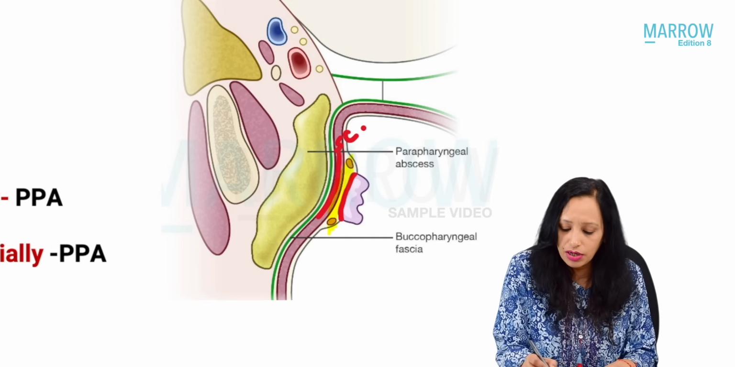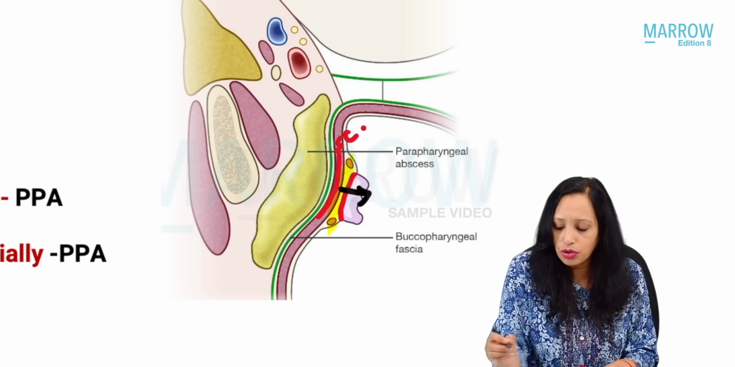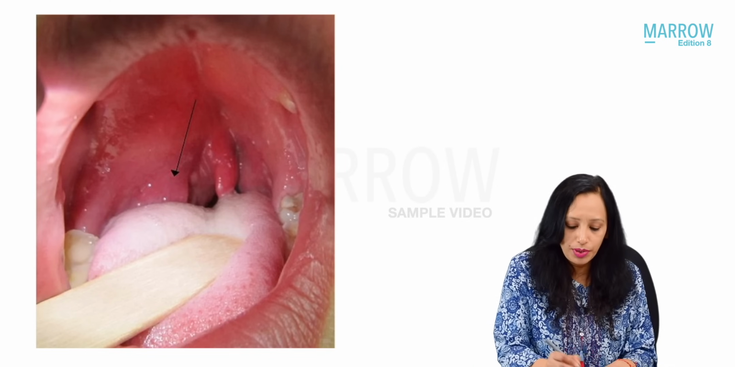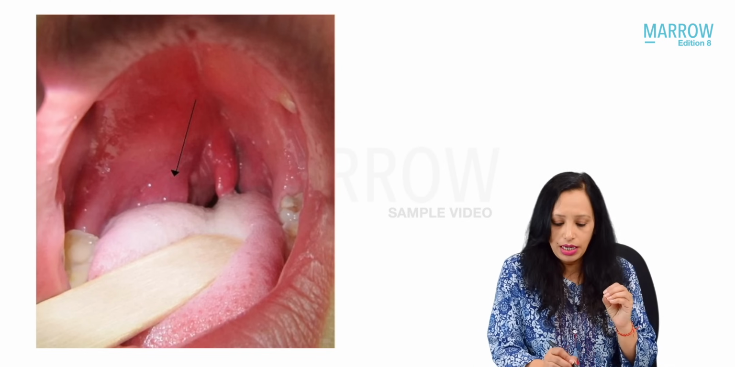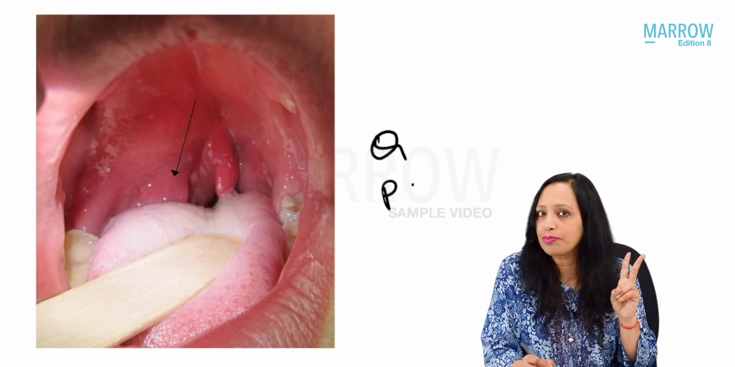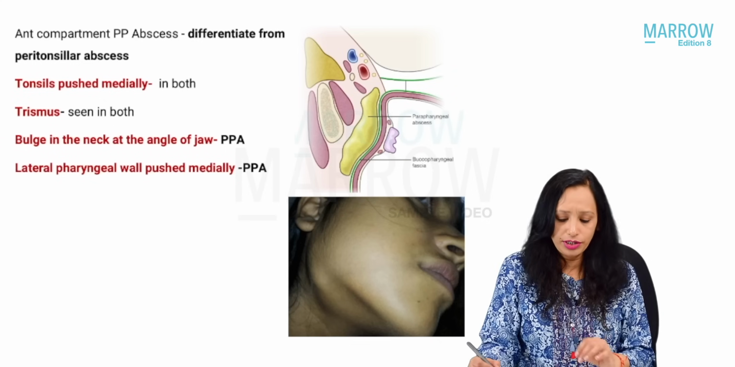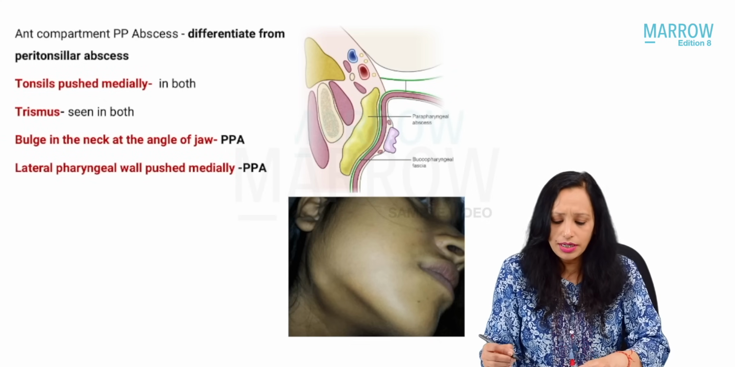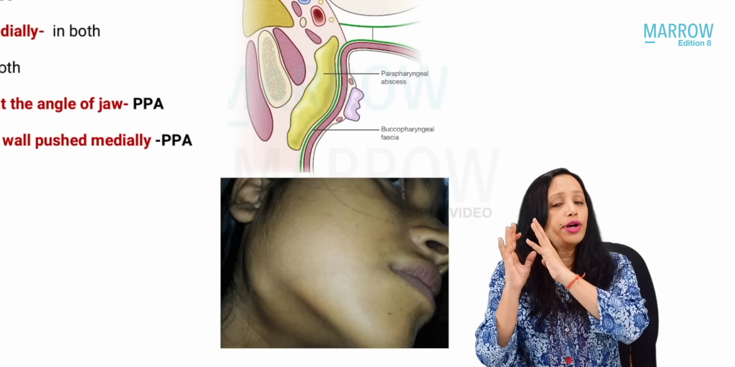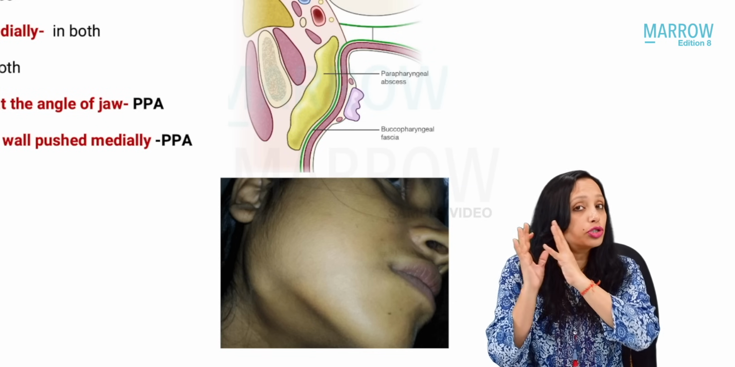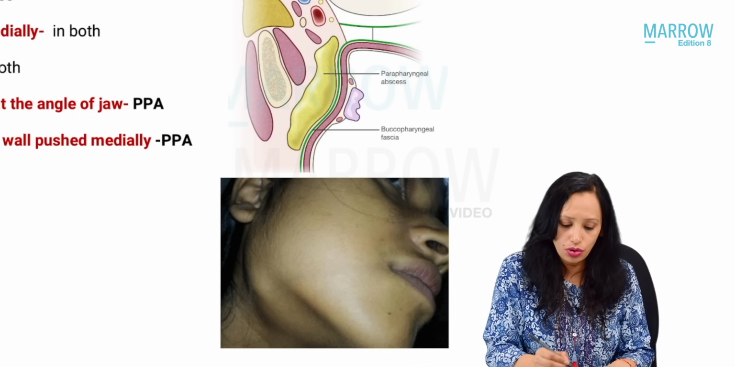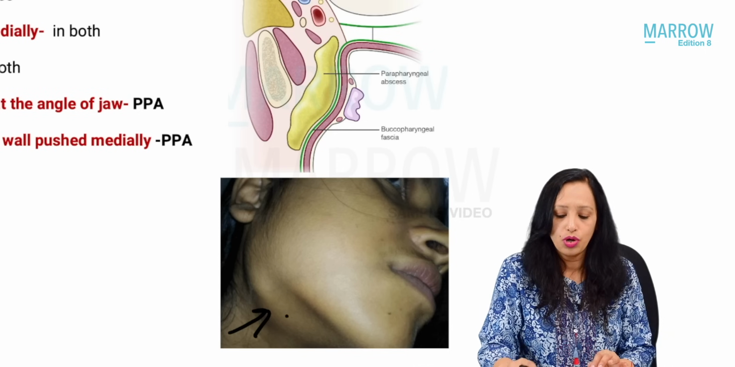So, if there is pus here, what will it do? The pus here will push the tonsil medially. So, yes, this appearance of tonsil pushed medially will be seen. If the tonsil is pushed medially, can it be quinsy? Yes. Can it be parapharyngeal space abscess anterior compartment? Yes. So, how do we differentiate that? If there is any mass in the parapharyngeal space, before it applies pressure on its walls to push the tonsil medially, it will first compactly fill this area. So, you will see external bulge also.